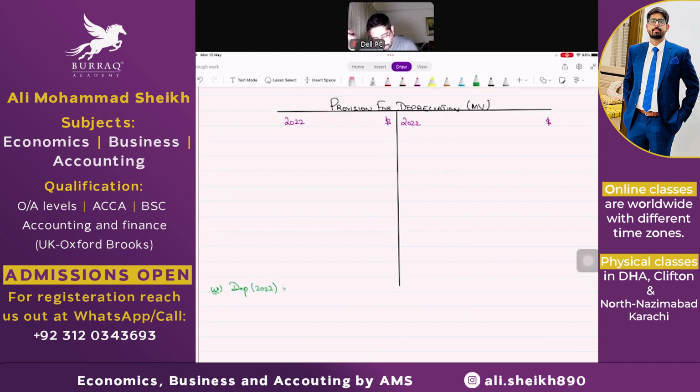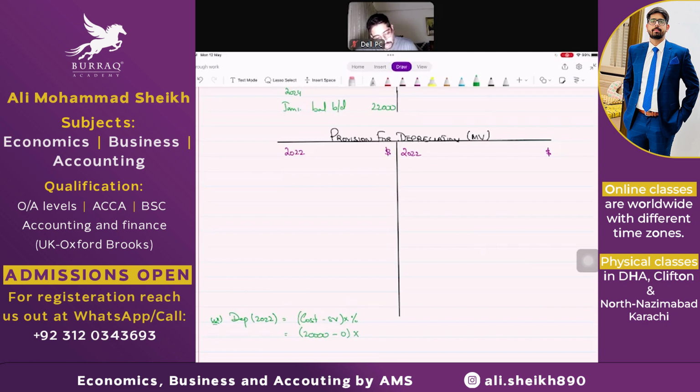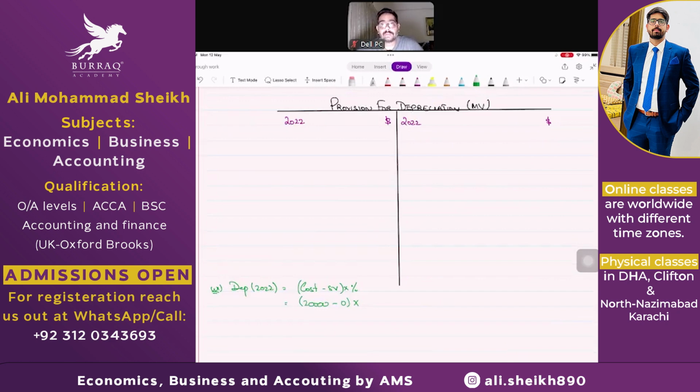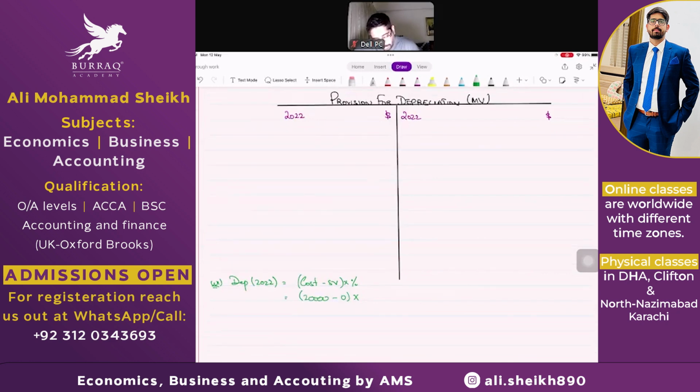Straight line method. The formula is cost minus scrap value into percentage. In my example, the cost of 2 motor vans were $20,000. There was no scrap value written in the question, and the policy was 10% straight line method. A straight line method is always applied on the cost of the particular asset. So I will multiply $20,000 with 10%. The depreciation charge for the year would be $2,000.